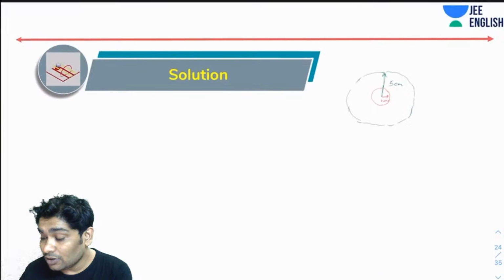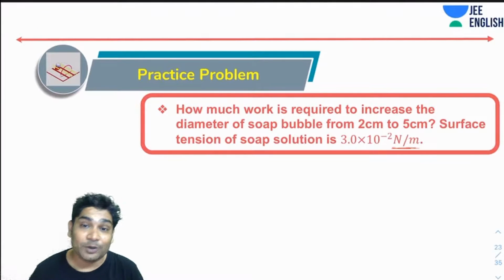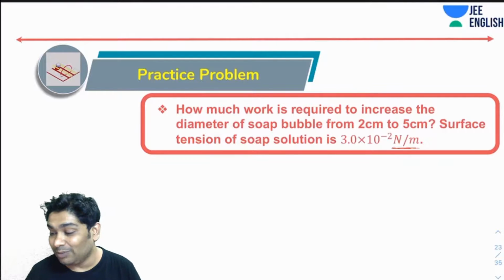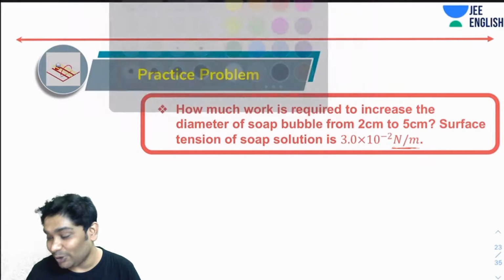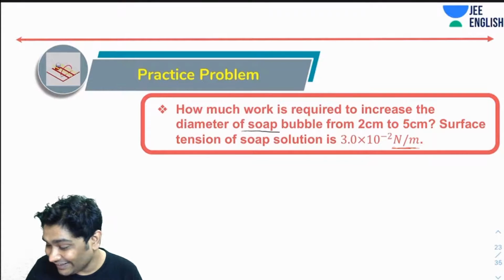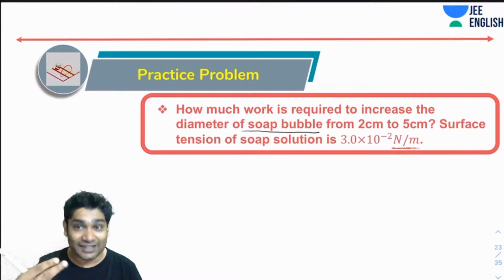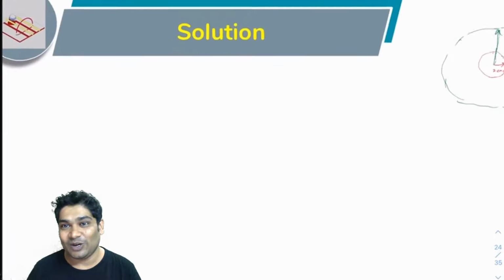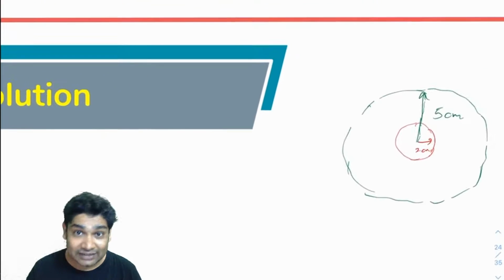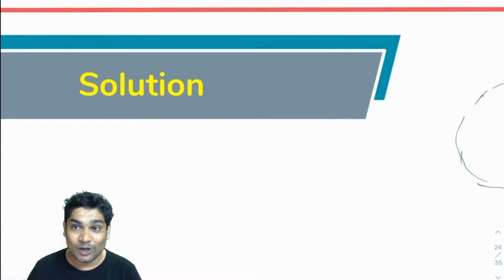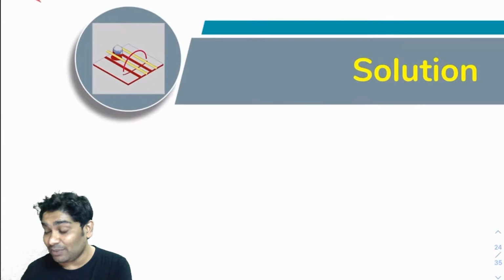Alright, only one thing that you need to remember, Moesha, that this is a soap bubble. I hope you took that into account. This is a soap bubble, so this will have two free surfaces. Two free surfaces, one the inside surface, another the outside surface. So the area that you will see would be twice the surface area. So please remember that.